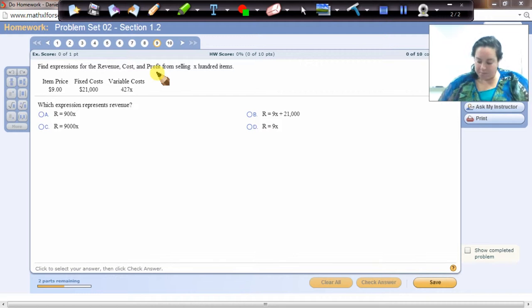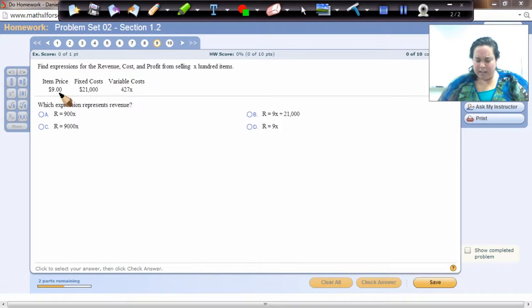So let's start with revenue. Revenue is just the money coming in. Well, we see that we sell them for $9 a piece. X, though, represents hundreds of items. So let's say X is 3. That means it represents 300 hairbrushes. So we are going to try to figure out a formula for R, for revenue.